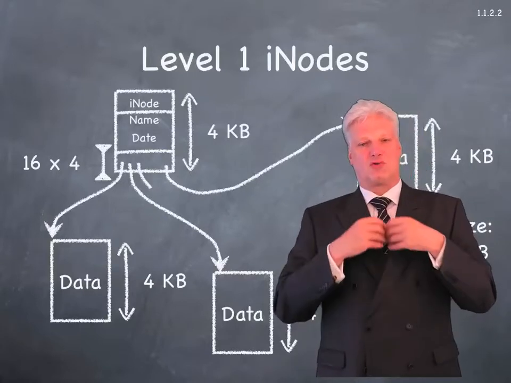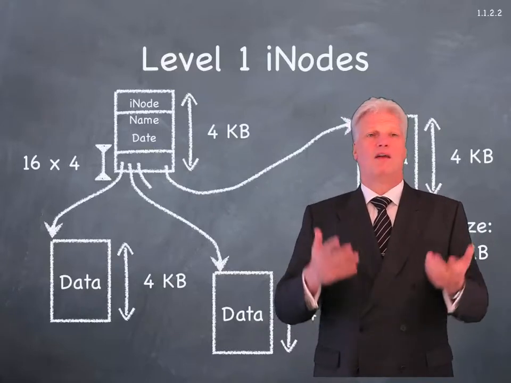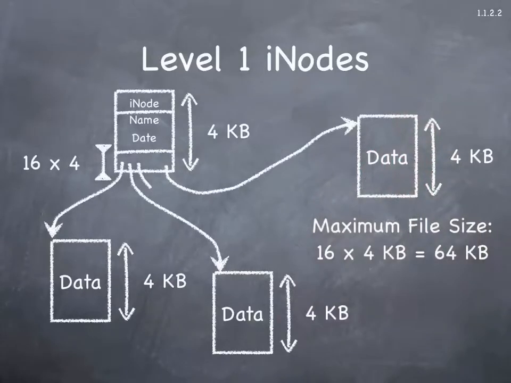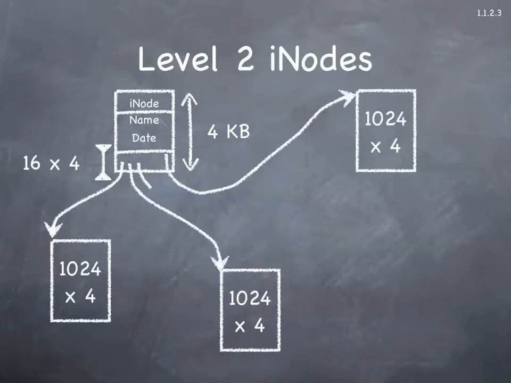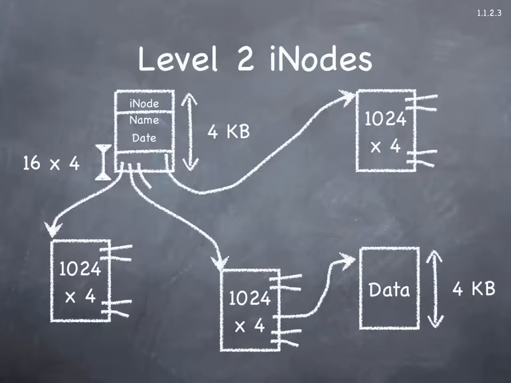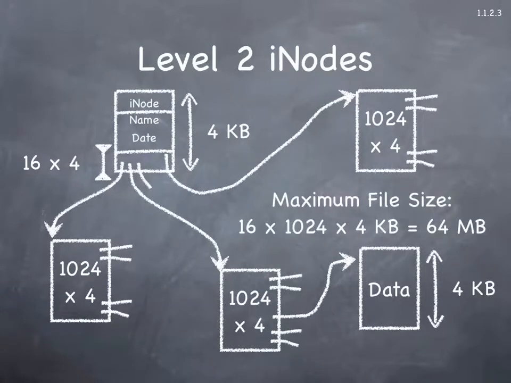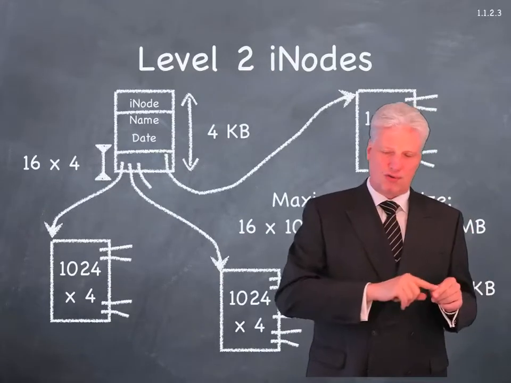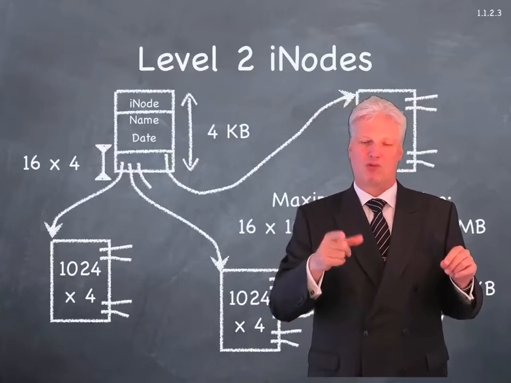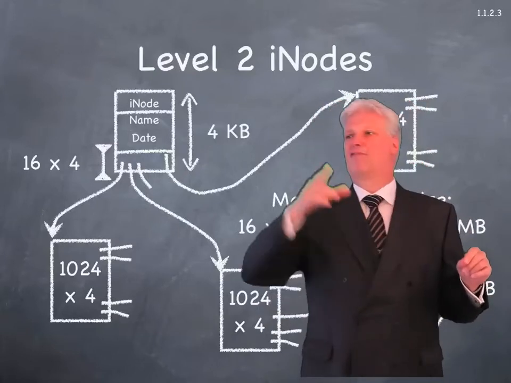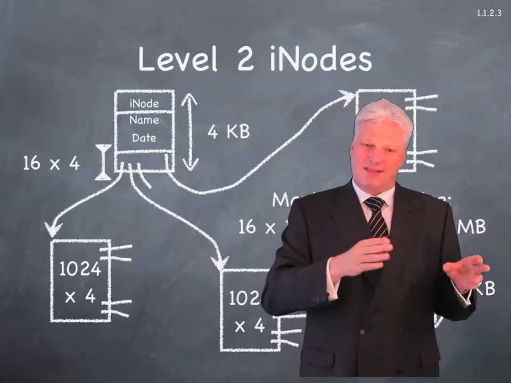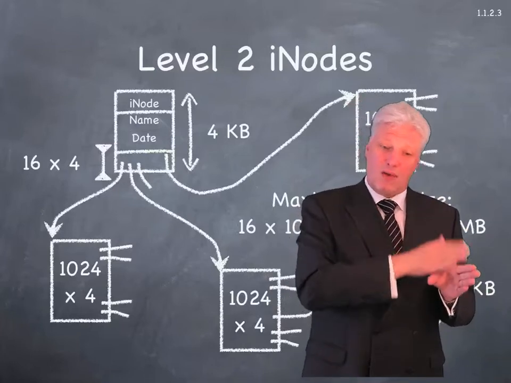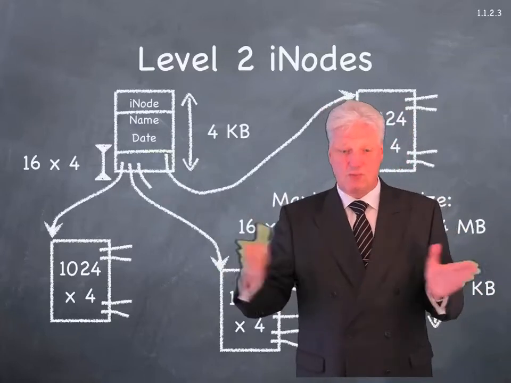If the file needs to store more than 64 kilobytes, then we'll change the file header into a level 2 inode. A level 2 inode will actually have pointers to 4K blocks, but those 4K blocks won't have data in them. They'll have pointers in them to the data. So that's the difference between level 1 and level 2. In a level 1 inode, we have one pointer to the data. In a level 2, we have two pointers to the data.